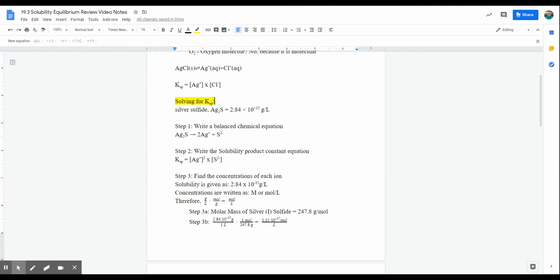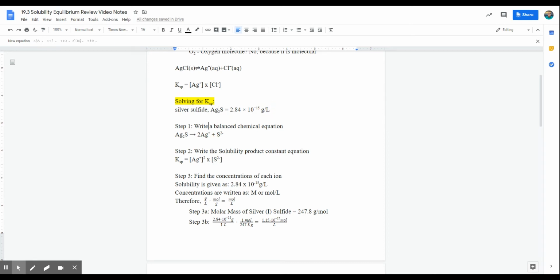Okay, so let's go ahead and solve one of these. If you're given that silver 1 chloride, or sorry, silver 1 sulfide, I changed it on this one. If you're given the solubility, so in this case, you'll notice that it's grams per liter. So that is a solubility. It is actually not KSP. It's given as 2.84 times 10 to the negative 15. So that means that 2.84 times 10 to the negative 15 grams of this substance dissolves in 1 liter.